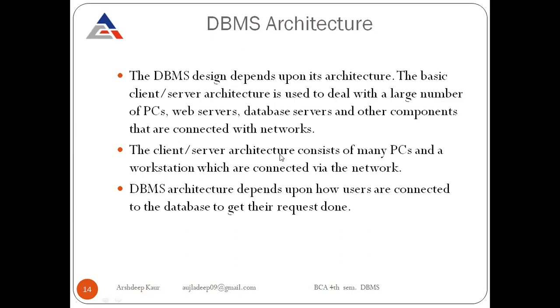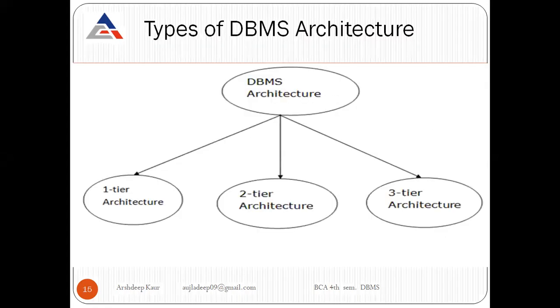The client-server architecture consists of many PCs and workstations which are connected via network. So in client-server architecture, multiple computer systems are connected with each other. DBMS architecture depends upon how users are connected to the database to get their requests done. So we have different types of architecture. We have to choose wisely according to the requirement. Types of DBMS architecture: we have one-tier architecture, two-tier architecture, and three-tier architecture. Select according to your requirement which architecture best suits you.